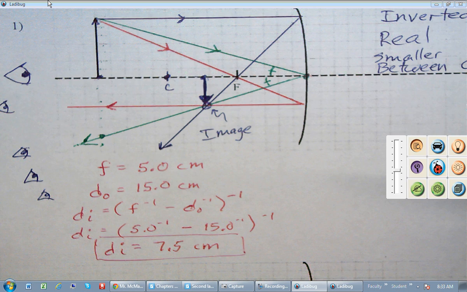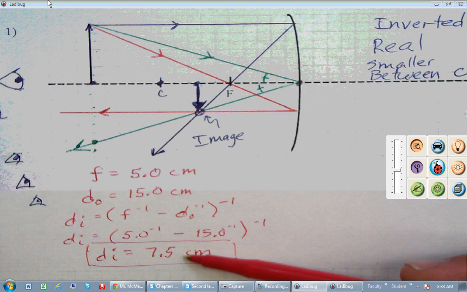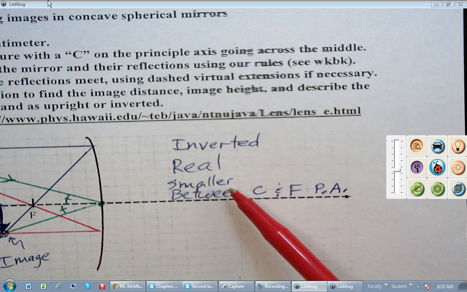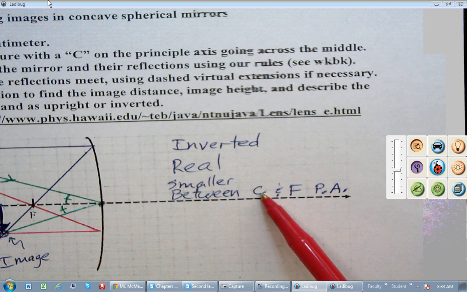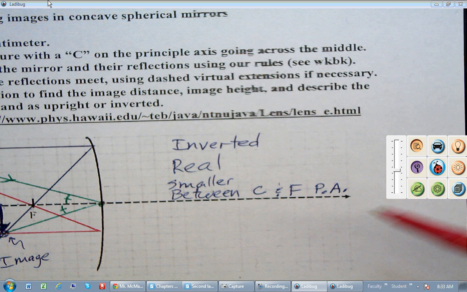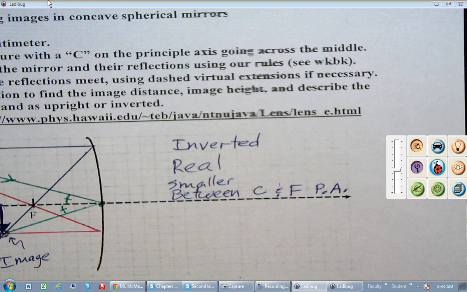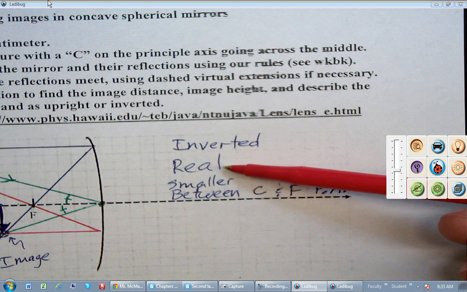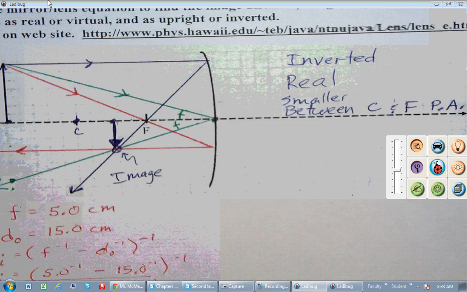With this number, we know exactly where the image is located. We could tell from the diagram it was between the center of curvature and the focal point on the principal axis, but we didn't know exactly where. Now we know, in this case, it's exactly halfway in between them. And we can tell that it's real. Okay, now we're going to do the other equation.